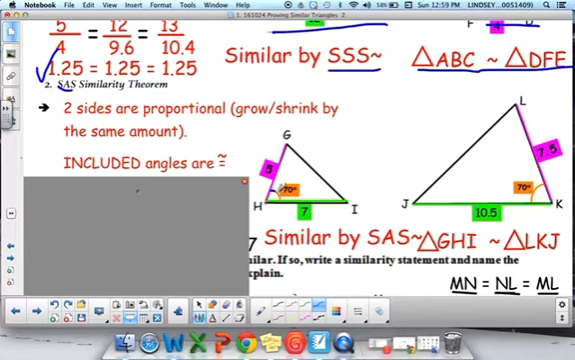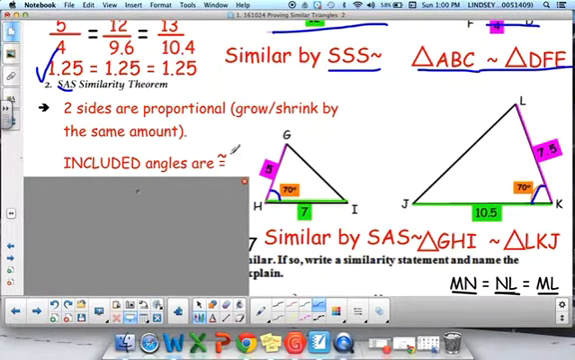I've got an angle here and an angle here. So just like we talked about earlier, notice this side GH and HI, these are my two similar sides. The angle is in between them, and LK and KJ, K is the angle between them.